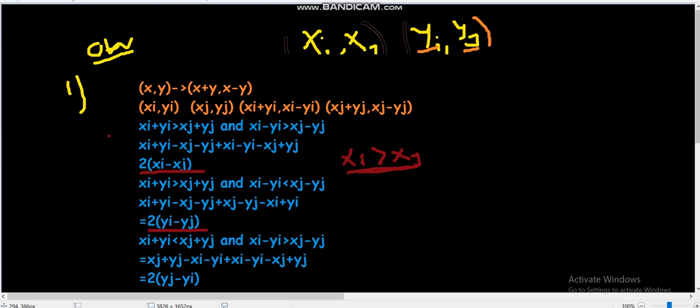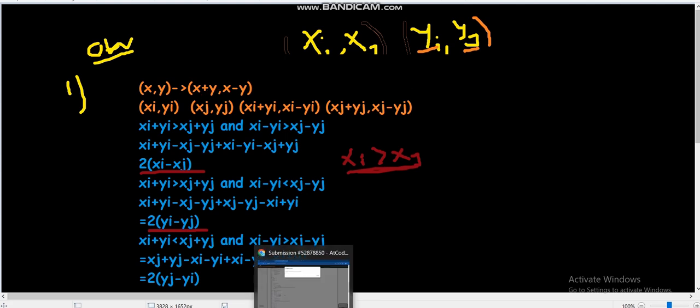So that's why we can prove this way that we will get the sum of Chebyshev distance into 2 by transforming this into x plus y comma x minus y. You can also take x plus y by 2 and x minus y by 2, but I'm not doing that. I will divide everything by 2 at the end. Okay, so let's jump into the code.